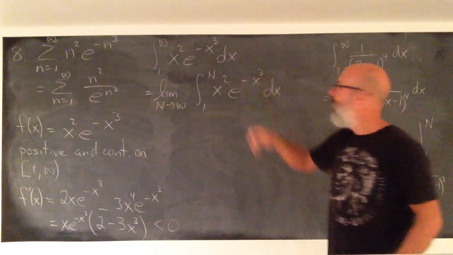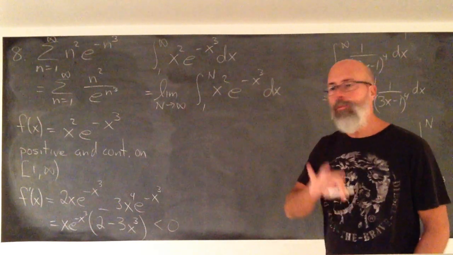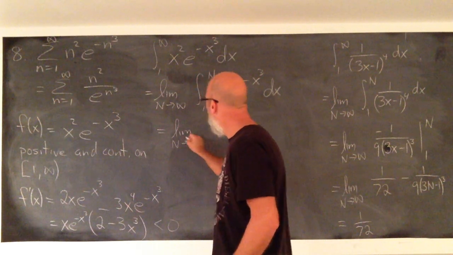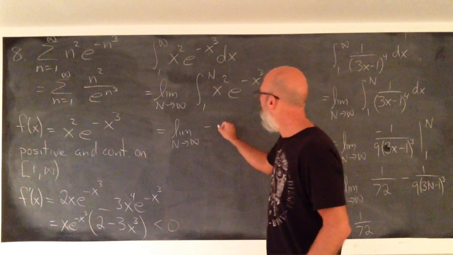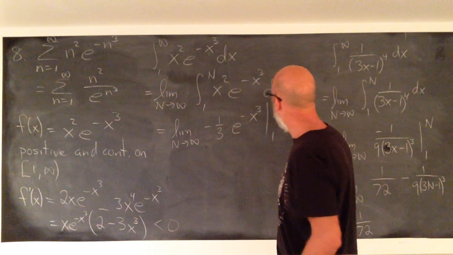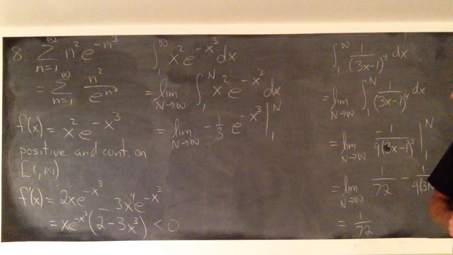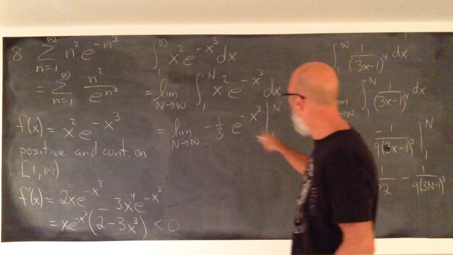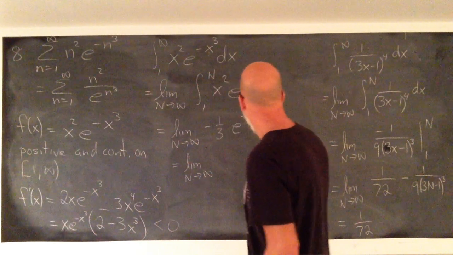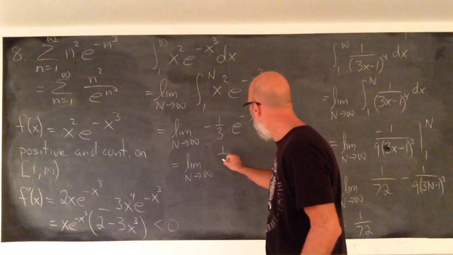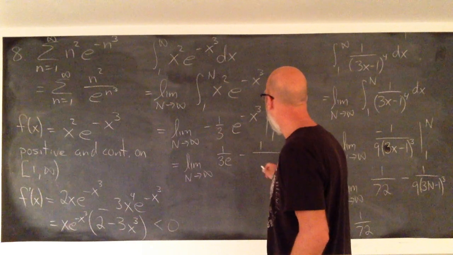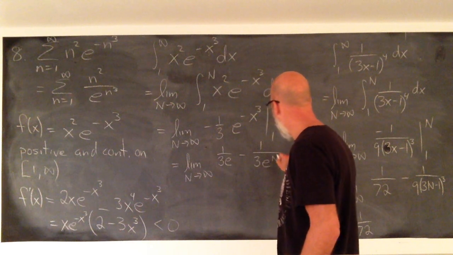u equals x cubed or u equals negative x cubed. Either way, I'll let you work that out. I'm sure you can read it off here: negative 1/3 e to the negative x cubed, which is 1 over 3e minus 1 over 3e to the n cubed.